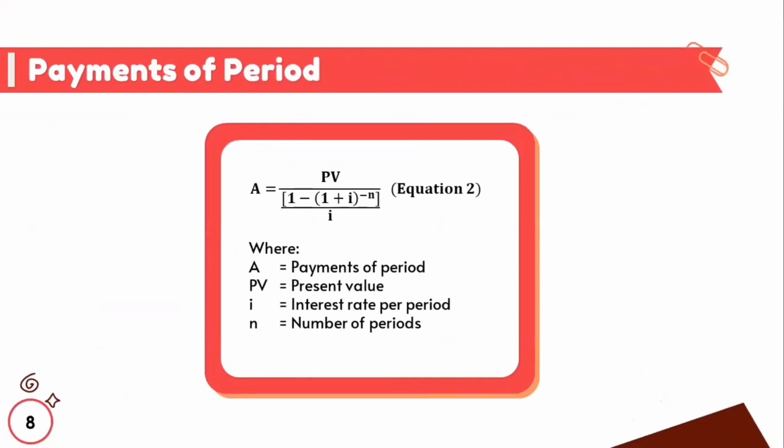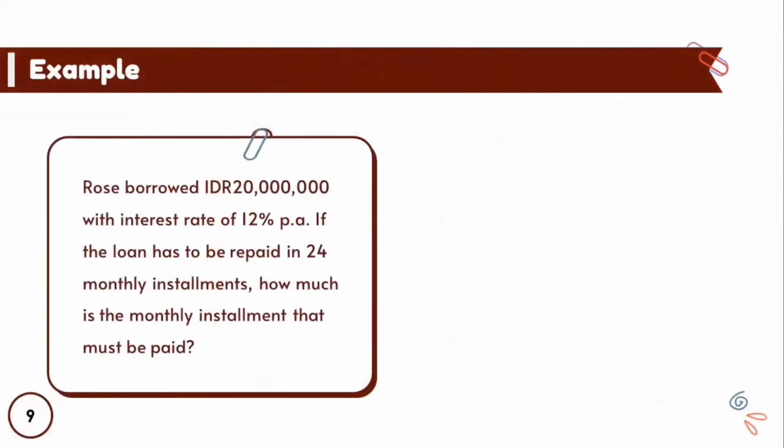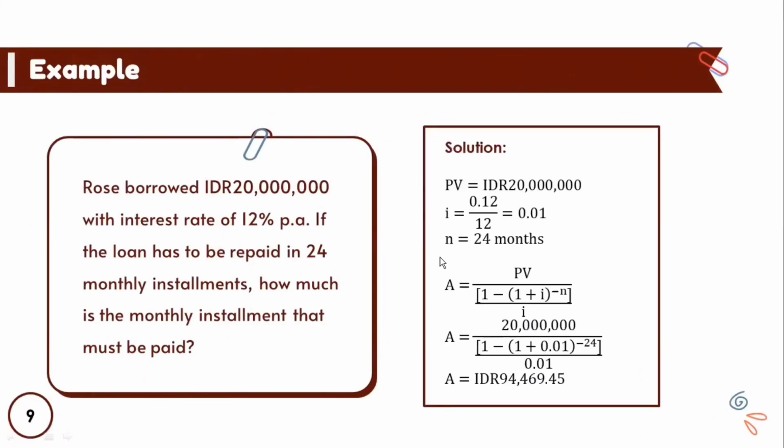Next is payments of period. This is the formula of payments of period. So the example is like this. We have to substitute this information to the formula. So we get A, or payment of period, is like this.